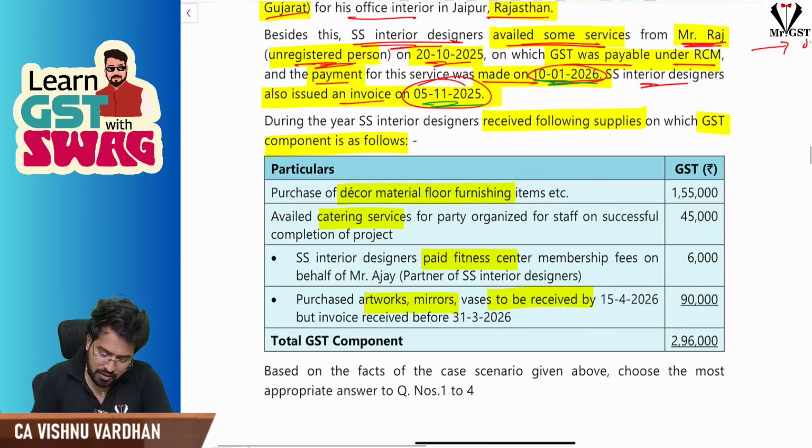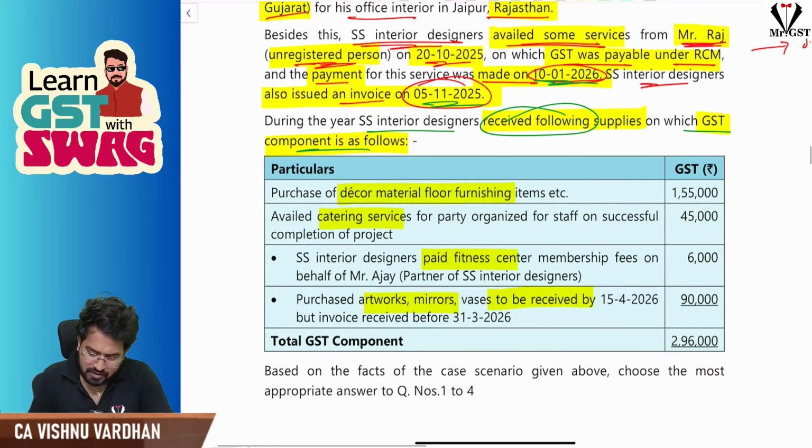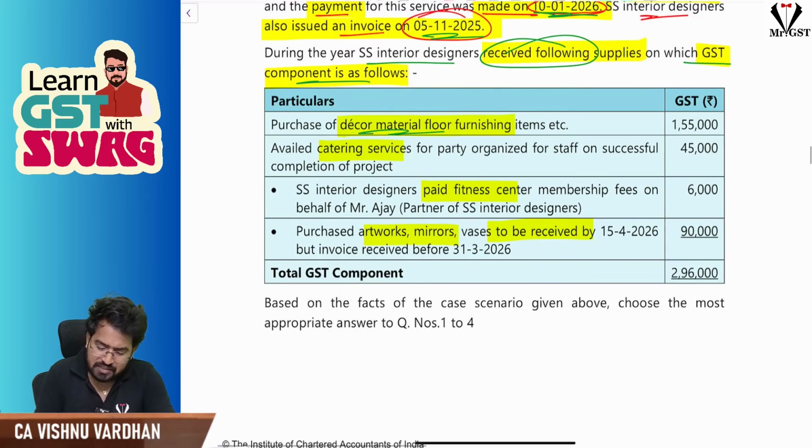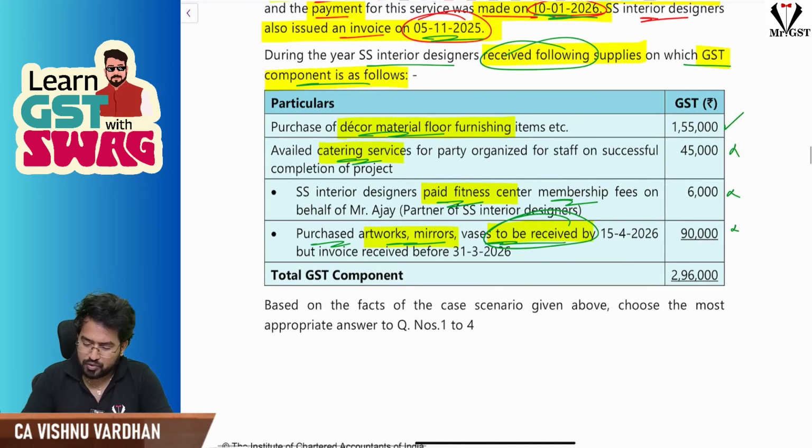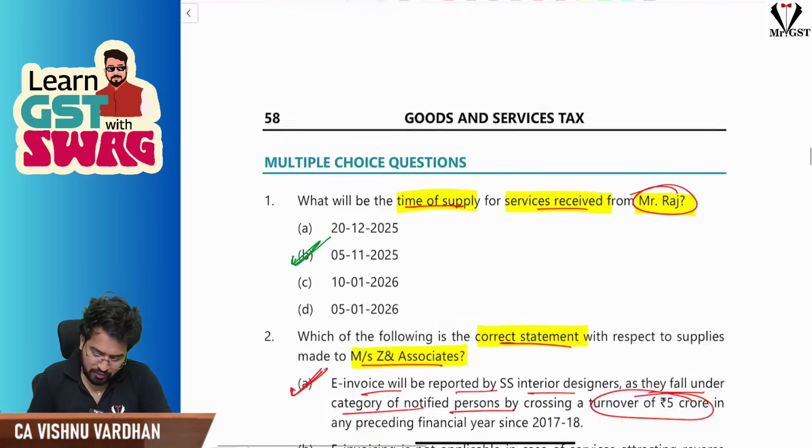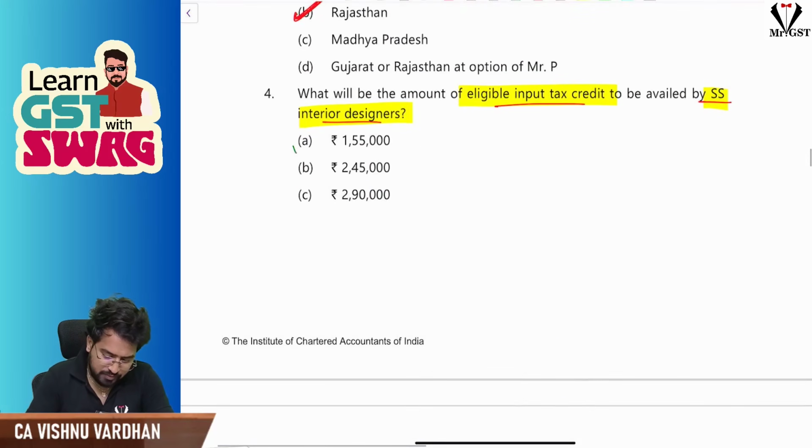Next. SS Interior Designers received the following supplies on which GST component is there. So, ITC related question. They have purchased some decor material for floor, ITC. Being interior designers, they can take ITC on that. Catering services they have availed, no ITC. Fitness services, fitness center membership, no ITC. Next, purchased artwork, mirrors, vases to be received. So, not yet received. So, no ITC on that still. So, 1,55,000 is the eligible ITC for them.